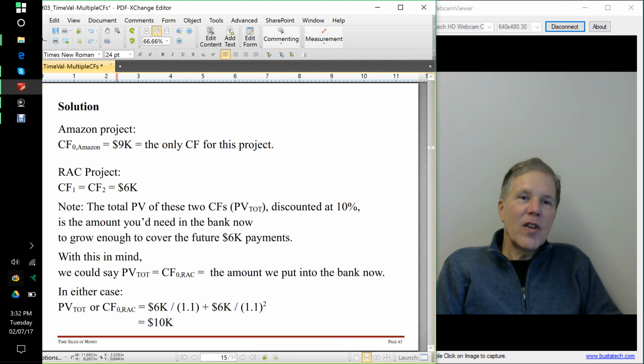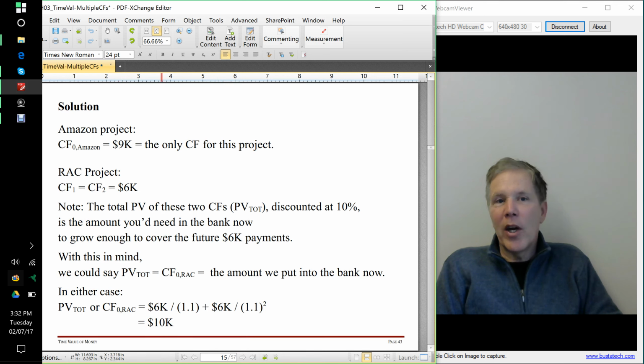So for us, the participant is going to be you or me or us together, however you want to think about it. And we're looking at two projects. The Amazon project is simply expend CF0, comma Amazon, now of 9,000 and get the bike. So that would be a negative cash flow of 9,000, and in return we get the motorcycle. The project we want to compare that to is the Rent-A-Center project.